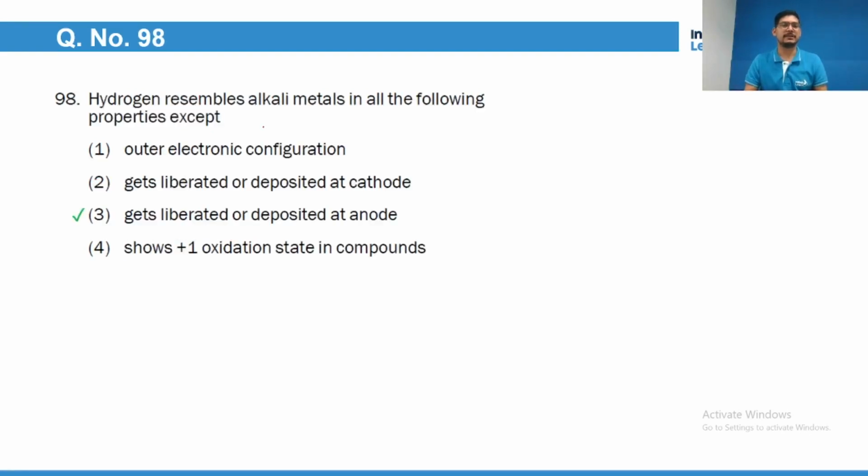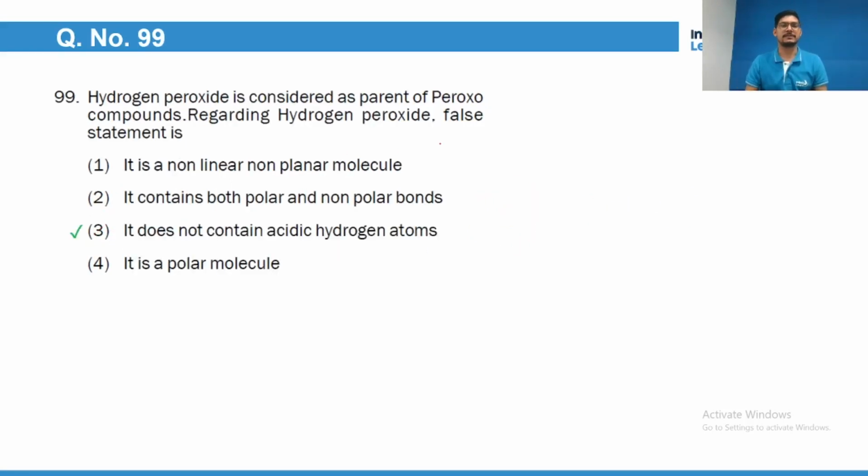Hydrogen resembles alkali metals in all the following properties. It generally gets liberated at anode, right? Because hydrogen generally exists as H plus, so it would generally be liberated at cathode, reduction, right? So this is incorrect. Hydrogen peroxide is considered as parent of peroxide compounds. The false statement is it does not contain. No, it actually contains acidic hydrogen atoms. Both these hydrogens are acidic.